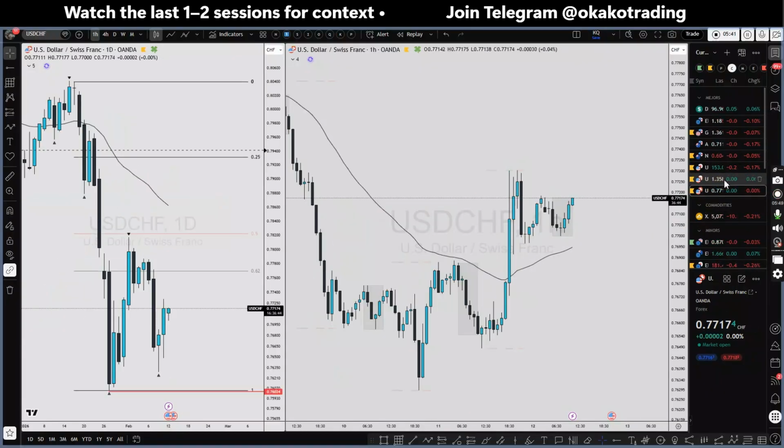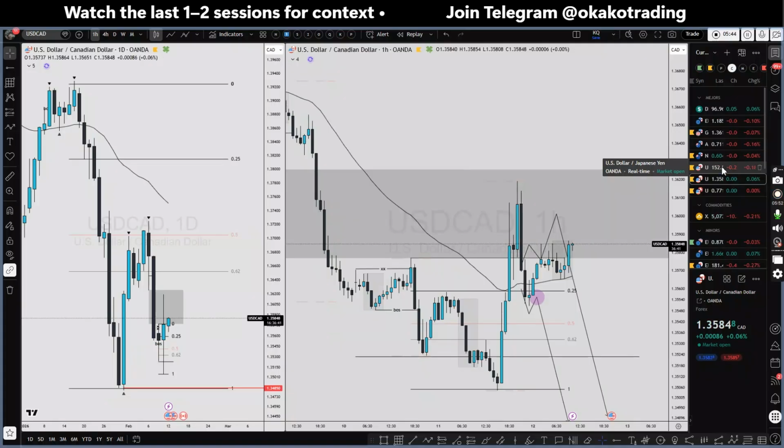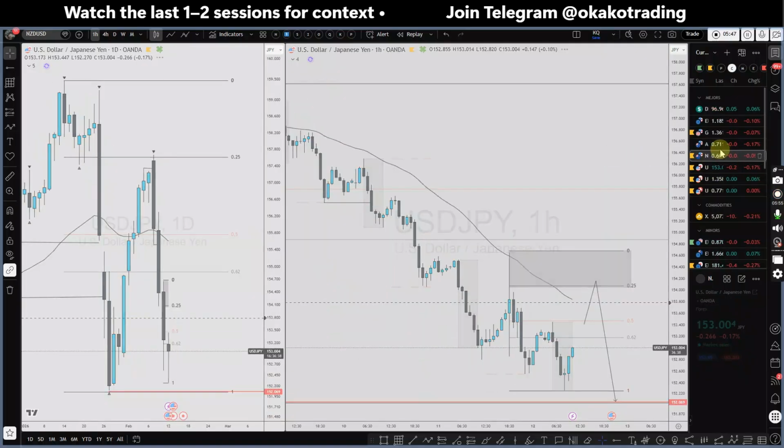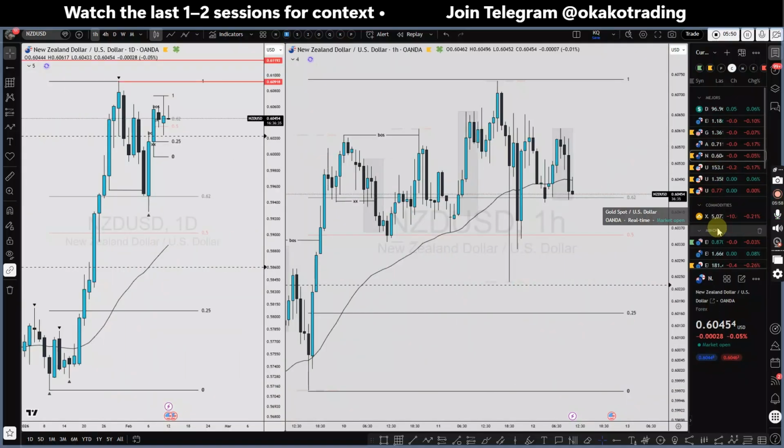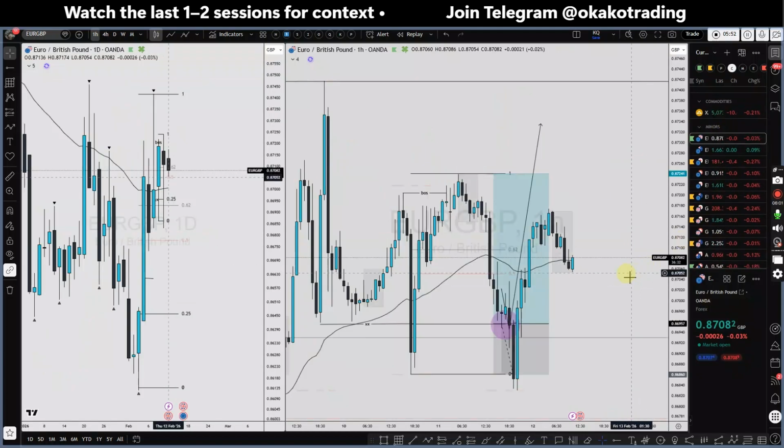Okay, USD CHF. I can keep this in my watch list. Same for USD JPY. Same for NZD JPY. Okay, perfect. Let's see what's going on.